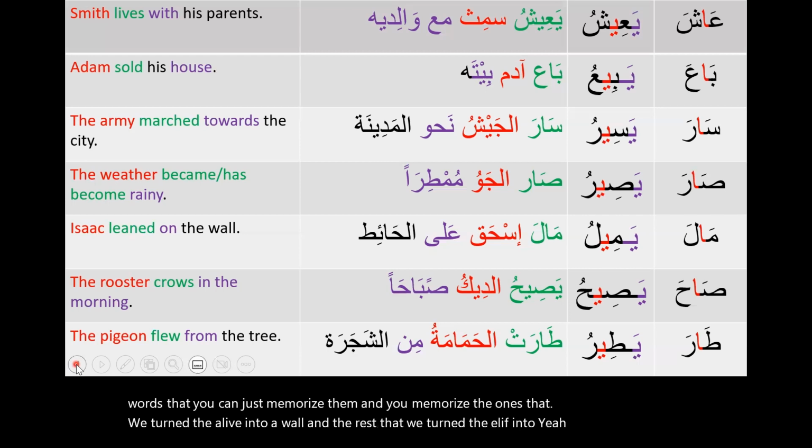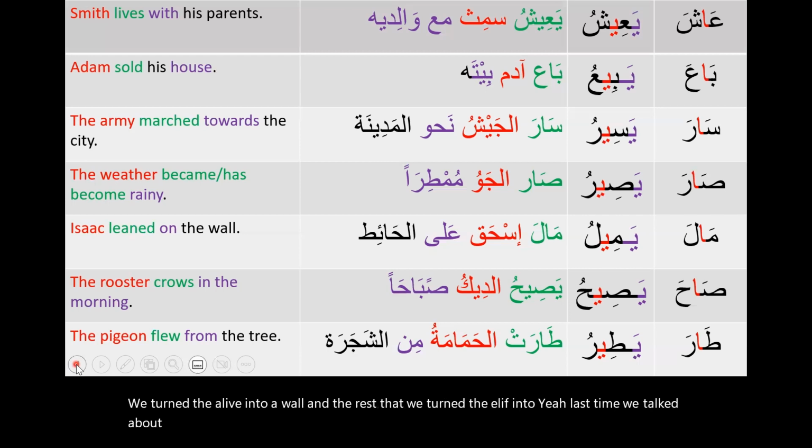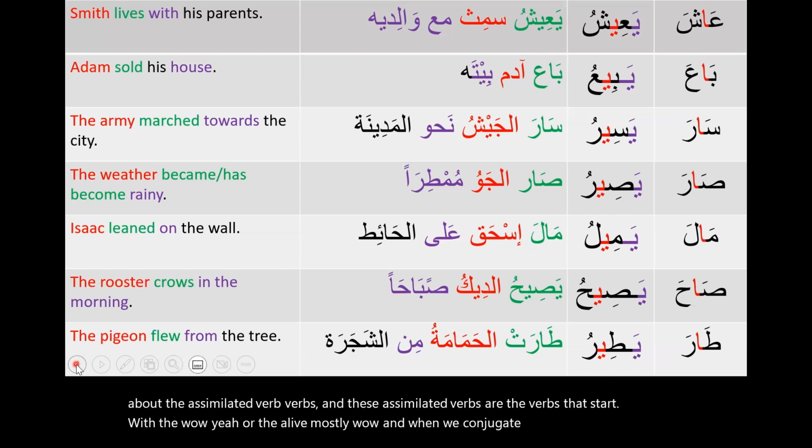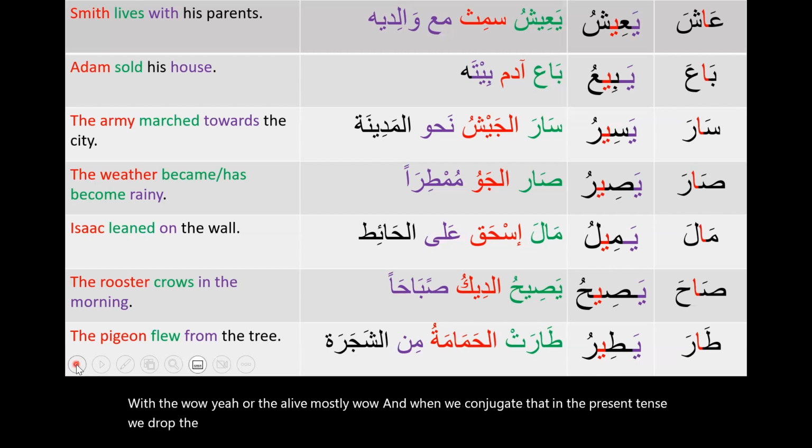Well, last time we talked about the assimilated verbs, and these assimilated verbs are the verbs that start with a waw, ya, or the alif, mostly waw. And when we conjugate that in the present tense, we drop the waw completely and we conjugate the verb in most cases, unless the verb starts with the ya. In that case, we keep the ya.